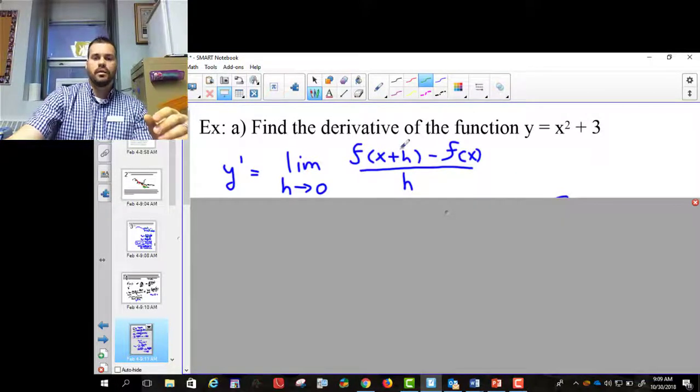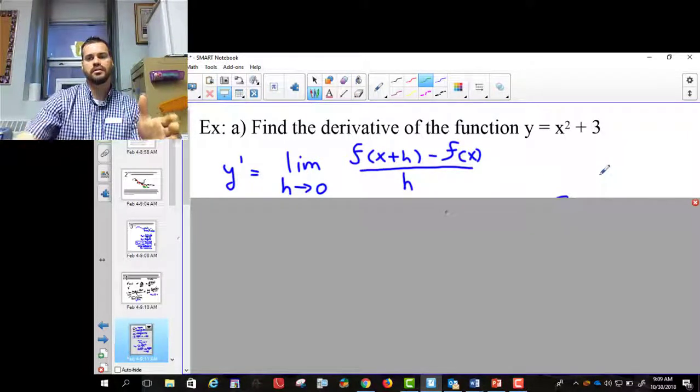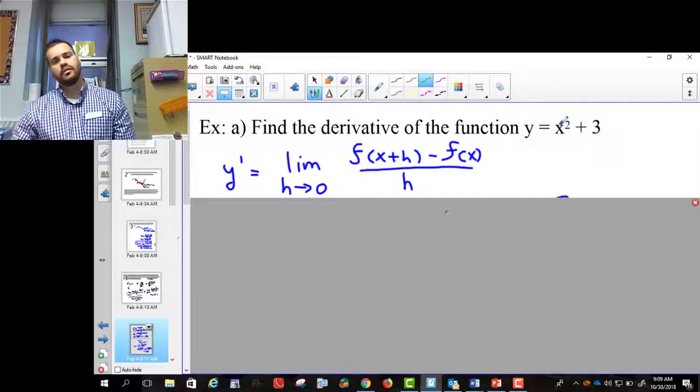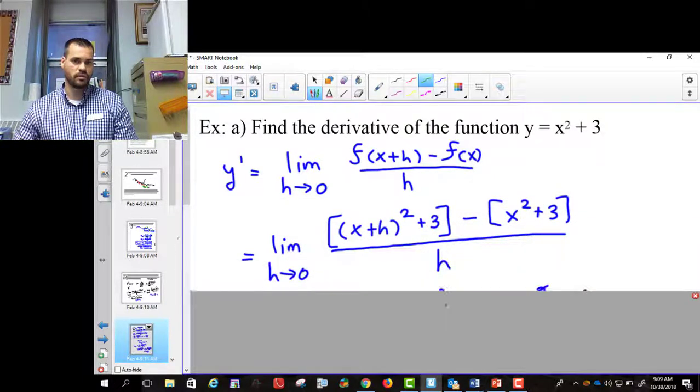Now this is a composite function. We talked a little bit about composite functions last year, but basically what you're going to do is wherever there's an x, you're going to put an x plus h. So this is x squared plus 3, and f of x plus h becomes x plus h squared plus 3. So wherever there's an x, that x gets replaced with x plus h, and everything else stays the same. Then it's minus the function. So there's my function, x squared plus 3, all divided by h.